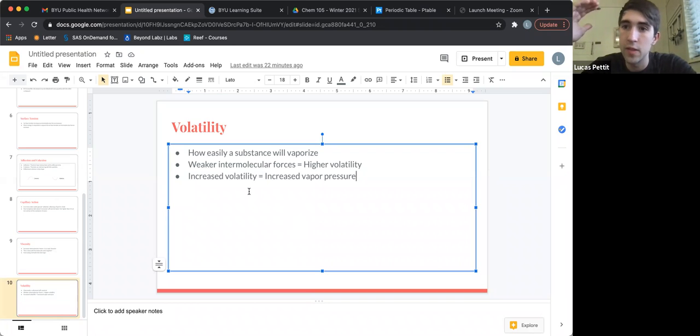If more of a substance is vaporizing, there's more vapor, and gases we know have more energy. They're bouncing off the walls, bouncing off of everything. So this will make sense. If it's not sticking together as well, it's trying to bounce away from each other. It's trying to get away and diffuse. We know that vapor pressure is going to increase since it's not trying to stick together. It's going to expand like a gas expands.